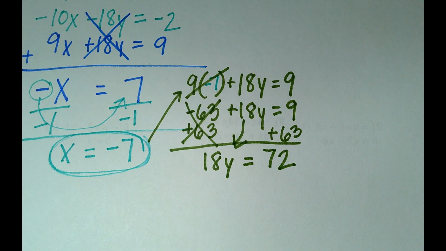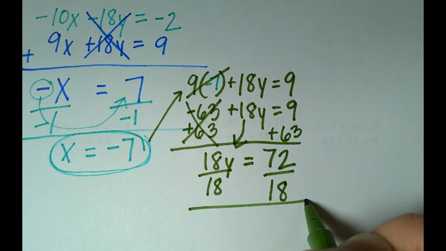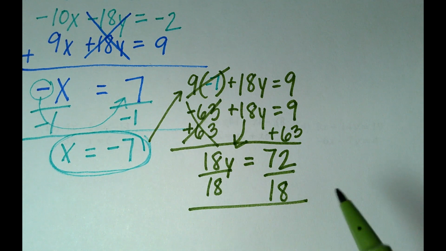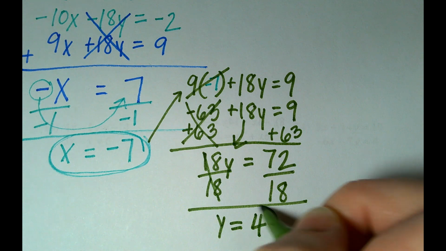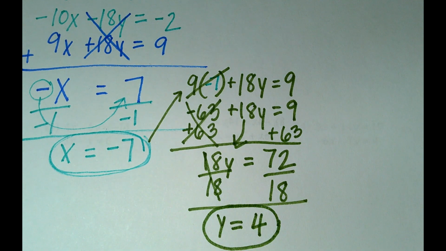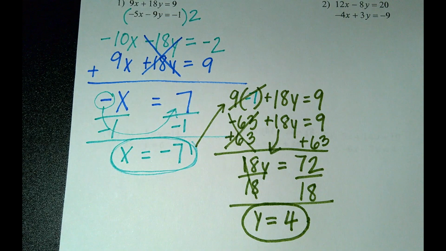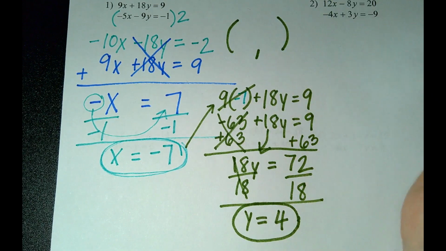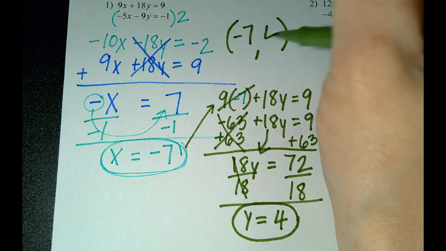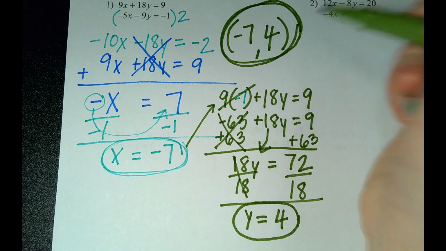And what would our last step be? Divide. We're going to divide by 18 on both sides. And 72 divided by 18 gives us an answer of y equals 4. So if I wanted to write this as a coordinate, what would my coordinate be? -7. Good. -7, 4. That is number 1.